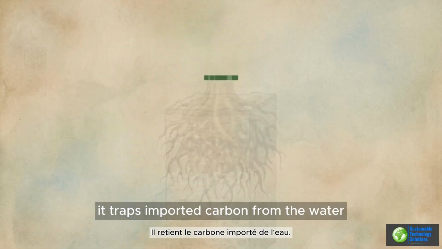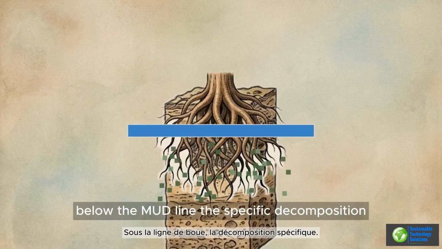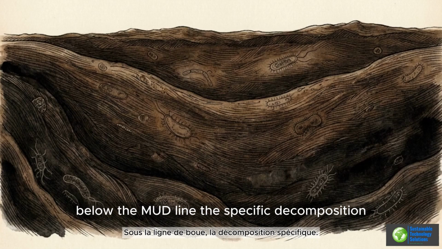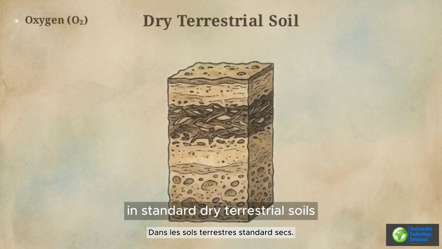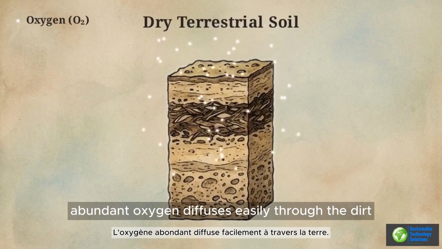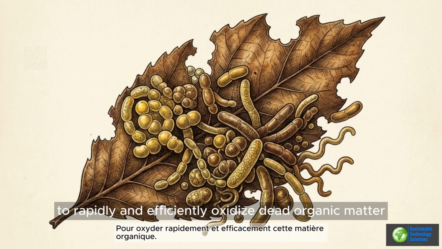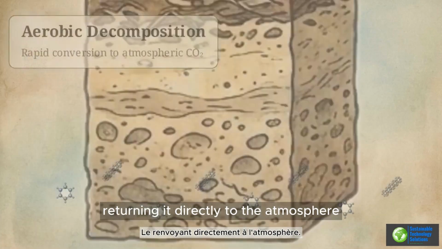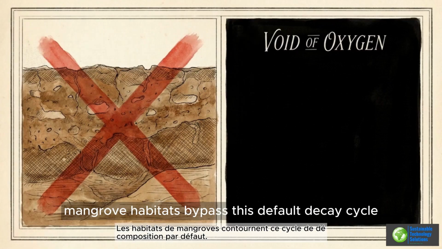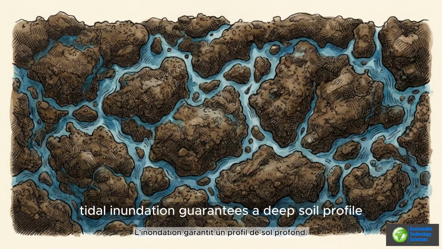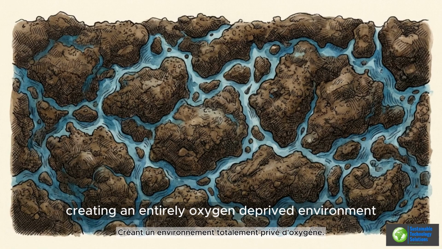It traps imported carbon from the water and seals it tightly over the biological carbon pumped down from the leaves above. Below the mudline, the specific decomposition kinetics of the sediment profile finalize the carbon multiplier effect. In standard, dry terrestrial soils, abundant oxygen diffuses easily through the dirt. Soil microbes use that oxygen as fuel to rapidly and efficiently oxidize dead organic matter, returning it directly to the atmosphere as carbon dioxide gas. Mangrove habitats bypass this default decay cycle. The constant tidal inundation guarantees a deep soil profile that is permanently saturated with water, creating an entirely oxygen-deprived environment.